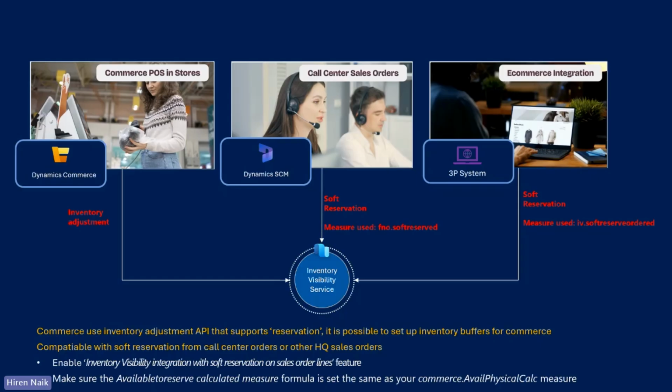In order to do this, you would enable the feature Inventory Visibility integration with soft reservation on sales order line. And if you are using this capability in parallel with commerce, you need to make sure that the available to reserve calculated measure formula is updated and set up the same as your commerce.available physical calculated measure, which I will also explain in detail.